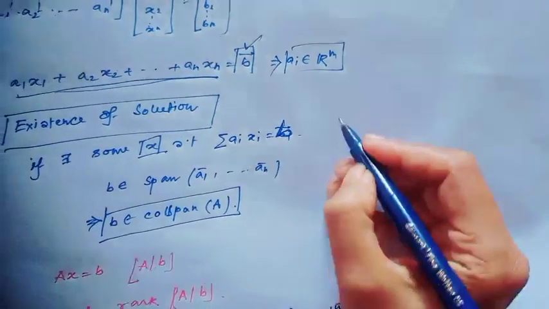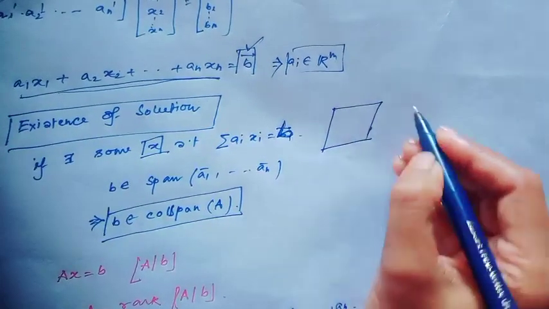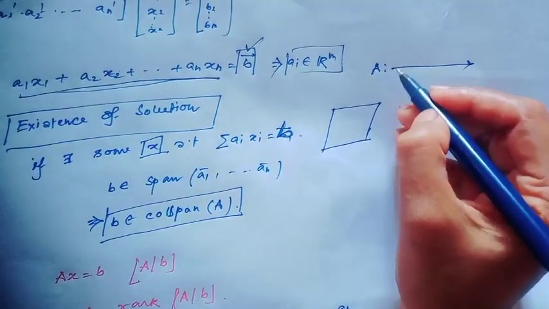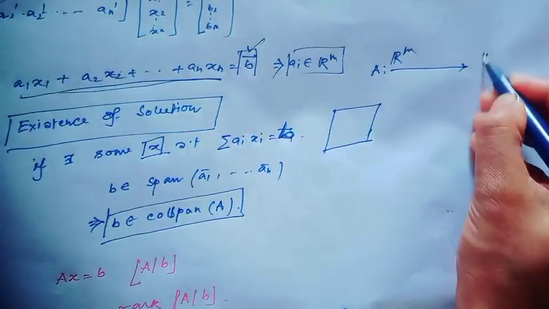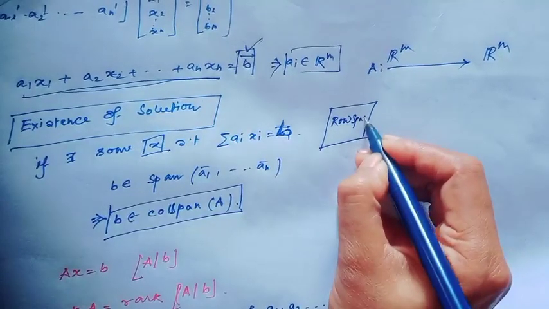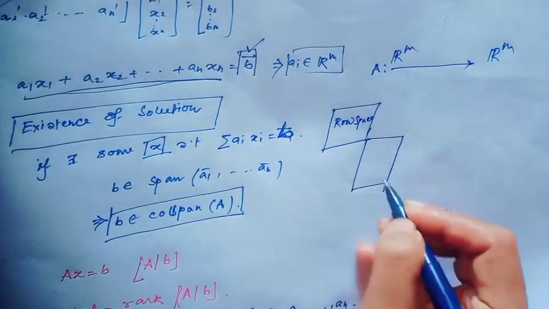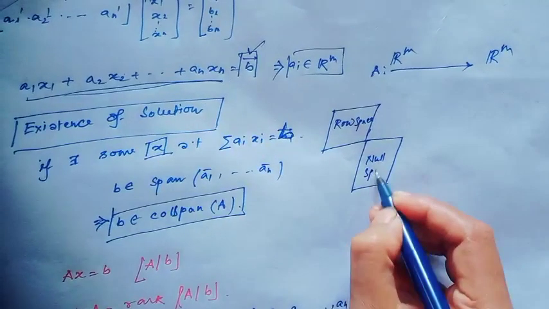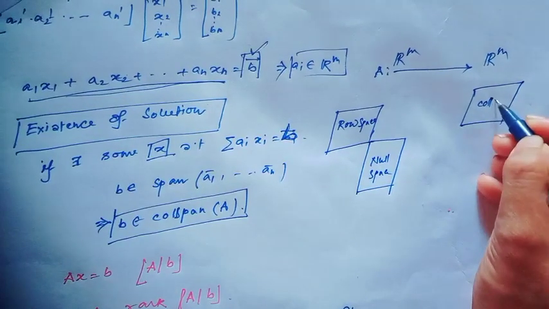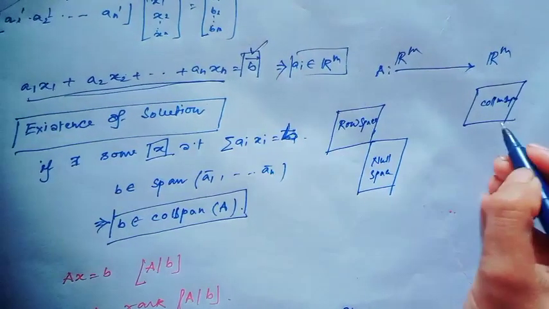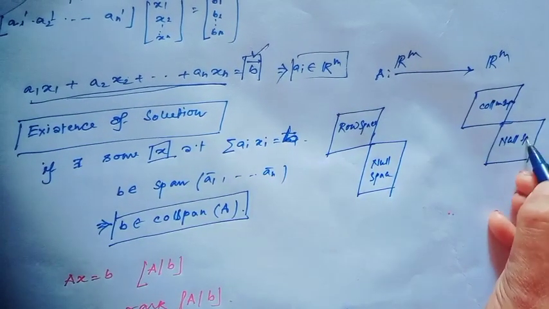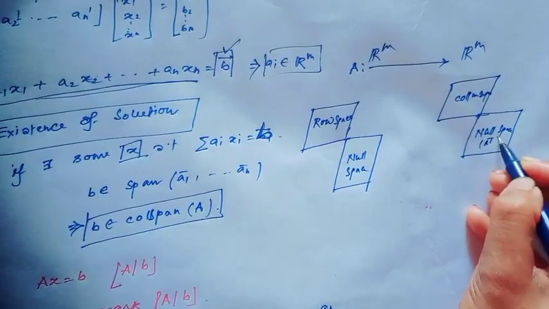And all of us know the picture. At first consider the linear transformation from Rn to Rm. The picture would be such that this is the row space, this is the null space, and in the codomain this is the column space, and this is the null space of A transpose. Have you understood the picture?